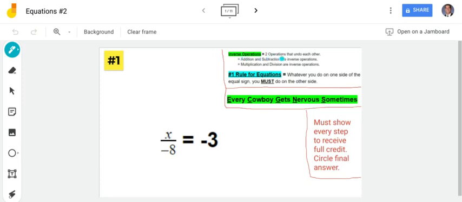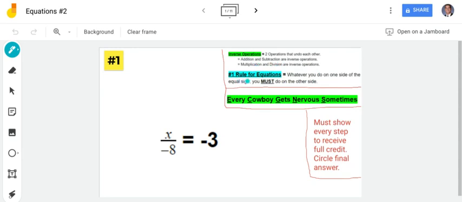Inverse operations are two operations that undo each other. So addition and subtraction would be inverse operations because addition undoes subtraction and subtraction undoes addition. Multiplication and division are inverse operations because multiplication undoes division and division undoes multiplication.